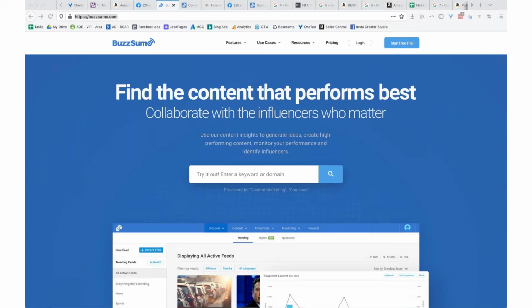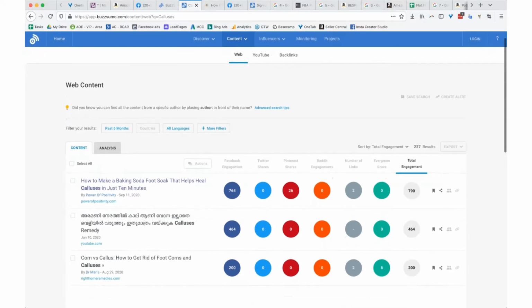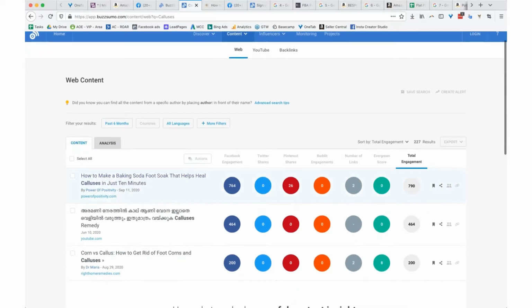What this does is it aggregates all social media data for specific posts and things like that. So you can see what posts are getting the most traction for any given search term or product category. To show you, I did one here for calluses, because that's a product category that I am exploring at the minute. Ladies will understand exactly what I'm talking about. So calluses, and you can see how it works.